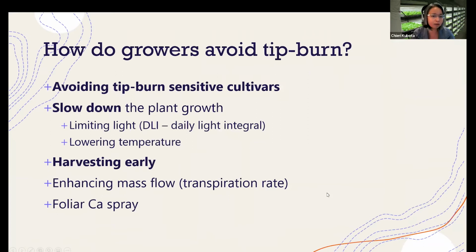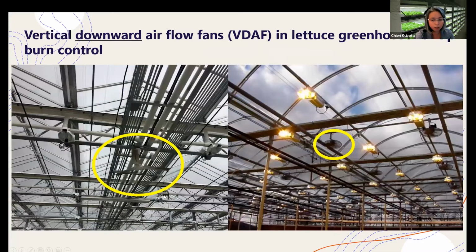All right, so how do we avoid tip burn, right? We talked about slowing down, and we talked about harvesting early. So I'd like to talk about enhancing mass flow, even though this is not easy to introduce in an indoor farm situation. It's a quite established approach in greenhouses, because a greenhouse has much bigger headspace. Therefore, putting something over the headspace is more feasible in a greenhouse situation.